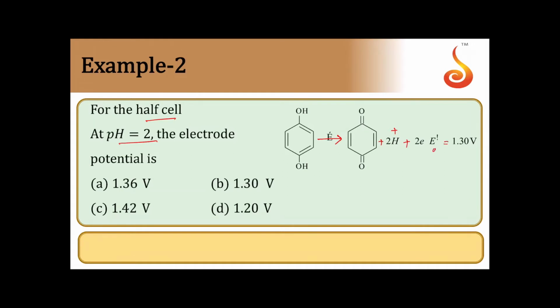This is E oxidation only, oxidation potential. So the oxidation potential is given to us. Actually they are asking us the oxidation potential only. So what is the oxidation potential at pH 2 for the following electrode? Given is a quinhydrone electrode, which means it contains an equimolar mixture of quinone and hydroquinone.